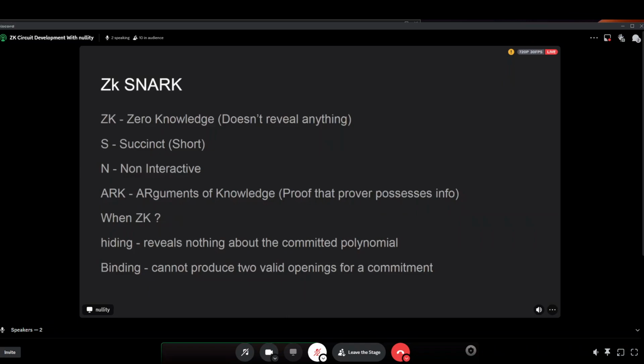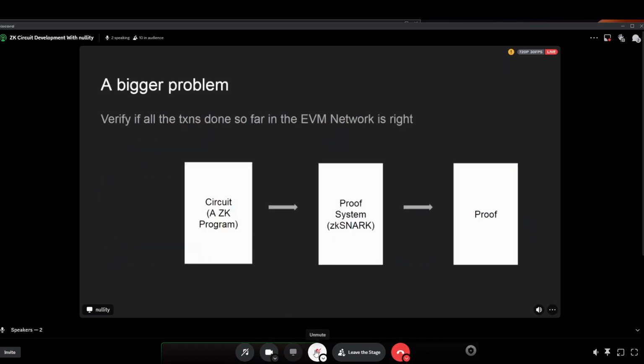So this is about just zkSNARKs, and this is not even at the surface of it. So feel free to dive in and know about this later.